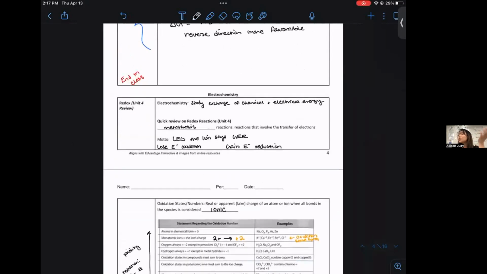Honestly, the biggest review was reminding you guys how to assign oxidation states. I have full confidence that you can figure this out on your own at home, okay? You'll figure it out in time. I know you will because you have to. Okay.